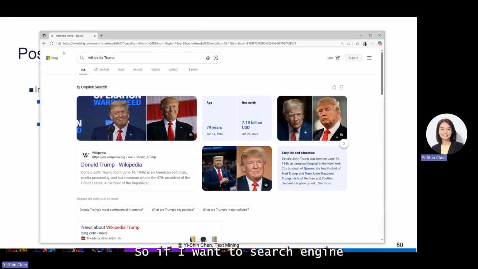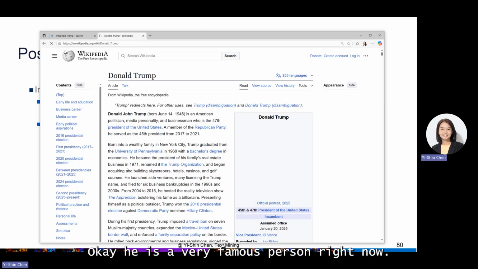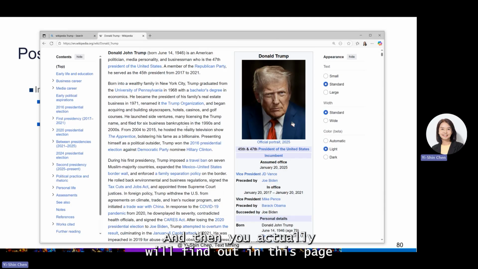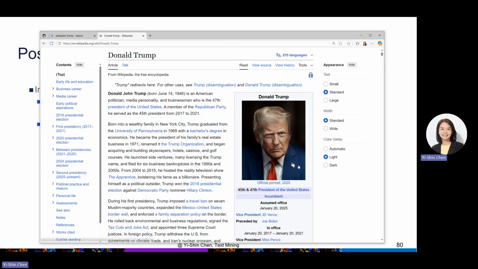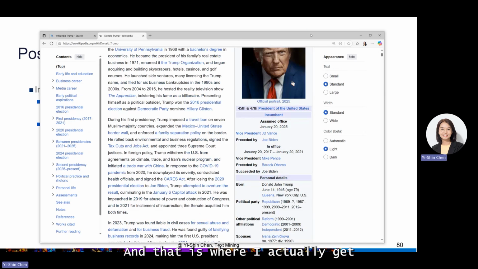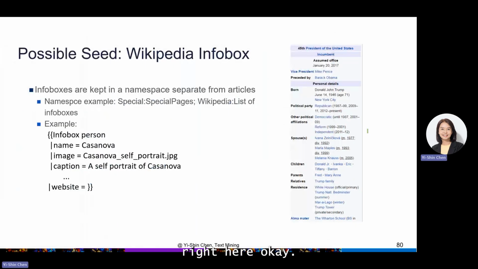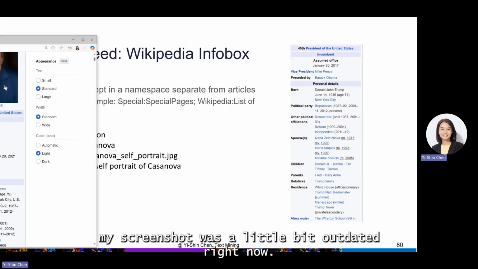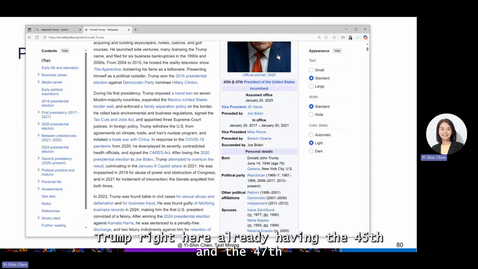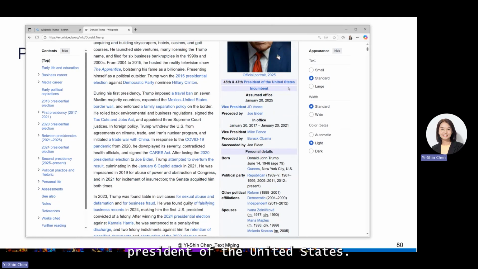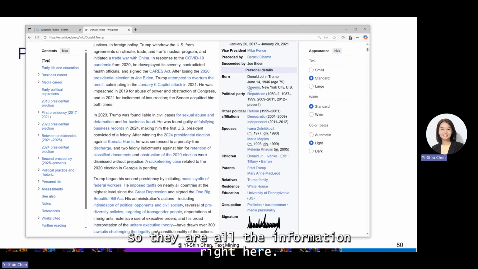If I search for Wikipedia and Trump, he's a very famous person right now, you will find out that on these pages we have a box. This is a box, and that is where I get the seed, okay. Oh, by the way, you can see my screenshot was a little bit outdated right now. Trump right here already has the 45th and the 47th president of the United States. So there is all the information right here.